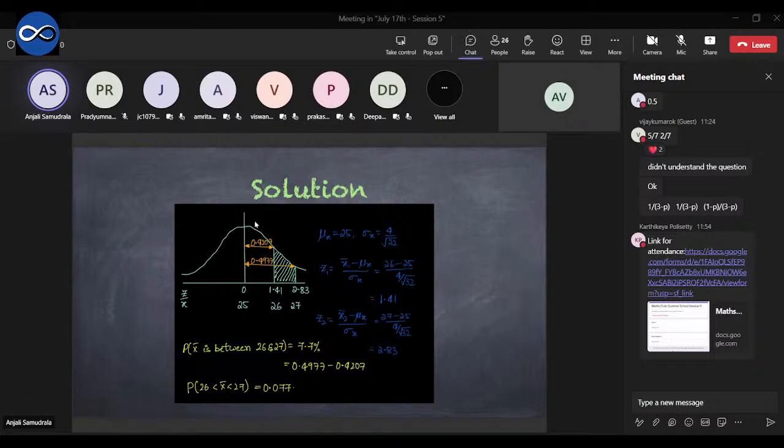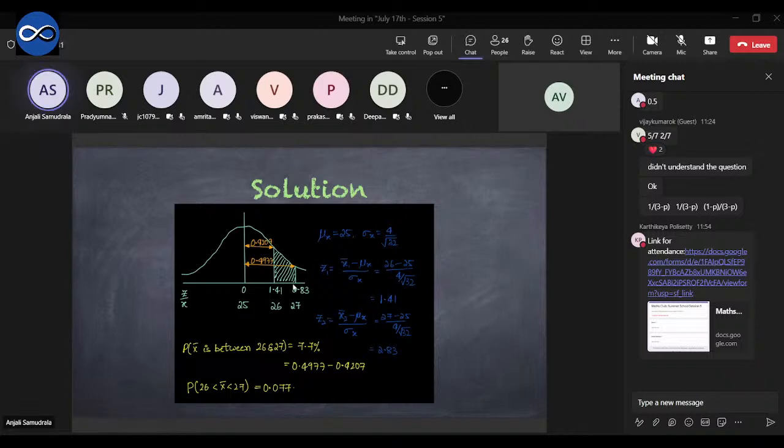So Z1 equals x1 bar minus mu x by sigma x. So 26 minus 25 by the new standard deviation, 4 by root 32. This new normalized constant is 1.41. Now we will calculate the value of Z2, which is x2 bar minus mu x by sigma x. 27 minus 25 by 4 by root 32 gives 2.83.